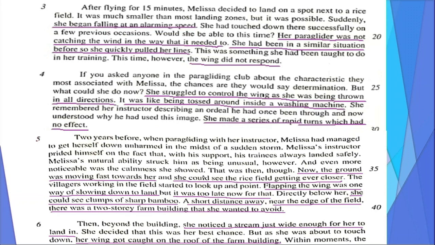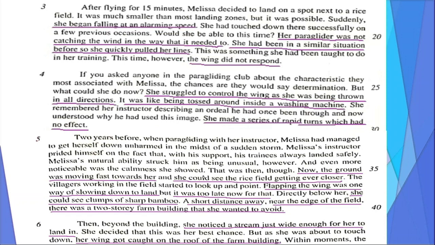Next paragraph. 2 years before, when paragliding with her instructor, Melissa had managed to get herself down unharmed in the midst of a sudden storm. Melissa's instructor prided himself on the fact that, with his support, his trainees always landed safely. There's nothing there. Melissa's natural ability struck him as being unusual. That is not a problem. However, even more noticeable was the calmness she showed. That is also not a problem and not an action that she did.